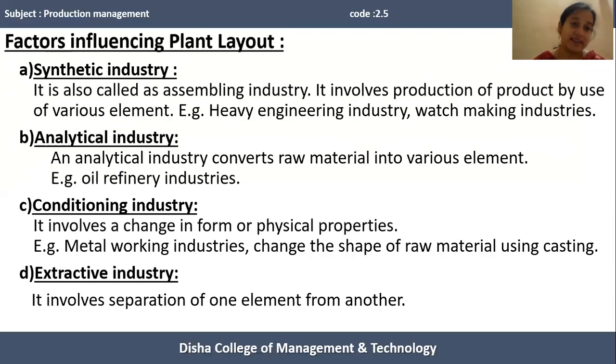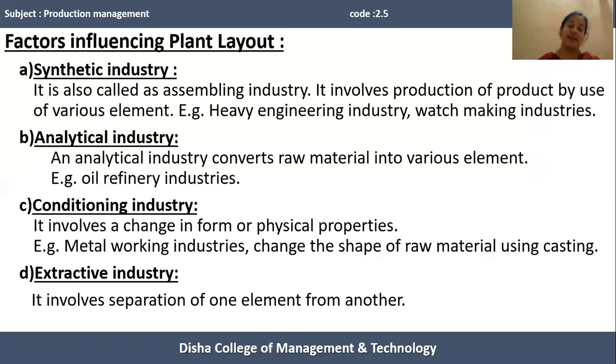Next comes the analytical industry. An analytical industry converts raw material into various elements. It means an analytical industry converts a single raw material into various elements. Take the example of the oil refinery industry. An oil refinery industry generally collects crude oil from fossil fuels. After collecting the crude oil, by processing or refining it, that industry gets various types of materials, various types of elements, like petrol, diesel, gasoline, and other materials also.